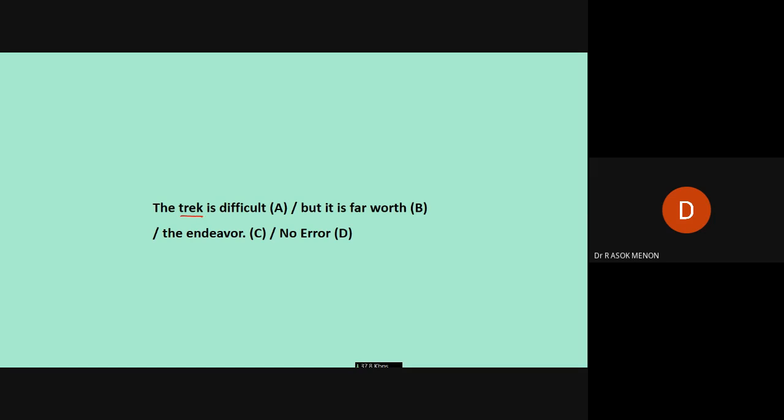Trek. Trekking, yes. It is not trek. Trek is a vehicle. Trekking is a hazardous journey. Okay. So trekking is difficult. Trek is only a vehicle. It is not difficult. But when you go on a trekking, that can be difficult. Himalayan trekking can be difficult. So trekking is the answer.